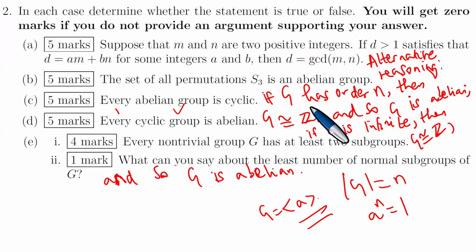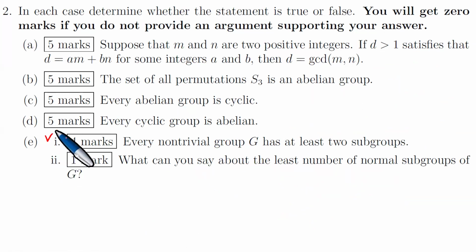Now, let's look at the 4 marks here. Every non-trivial group G has at least 2 subgroups. Some groups we shall discuss, and this is sparking another debate, but let me hold my horses for now. First and foremost, we must state the truth or the falsehood. So this is true. Why is this true?